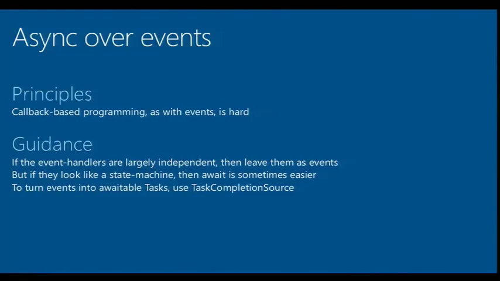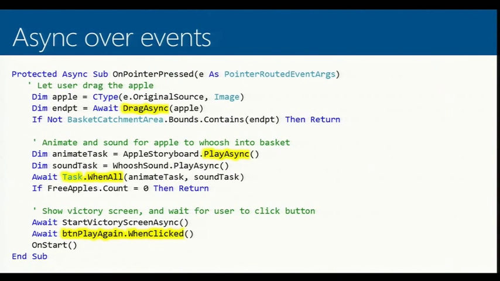Principle: callback-based programming, as with events, is difficult. If the event handlers that we write are largely independent, then we can leave them as events because they're fine. But if it looks like we've started venturing into nested lambda nightmare territory or state machine nightmare territory, then await is sometimes easier, and we're going to want to tame the events. And a brilliant way to tame the events into awaitable tasks is to use task completion source. We'll see how we're going to use task completion source in a moment.